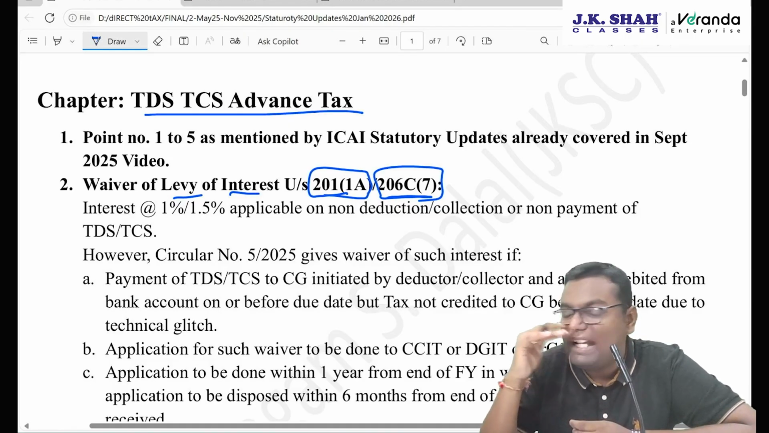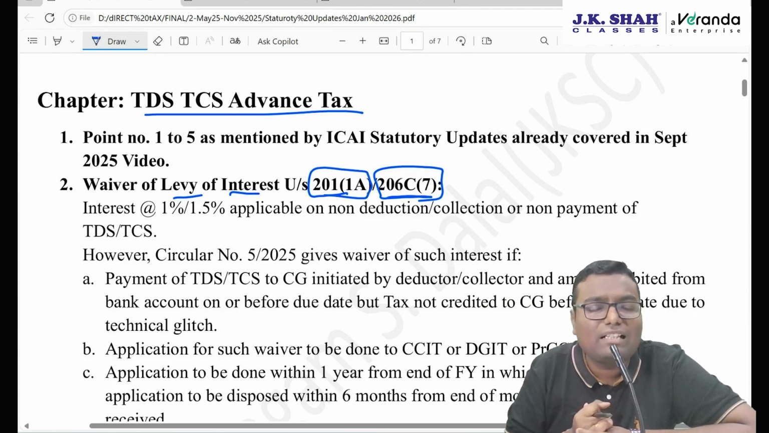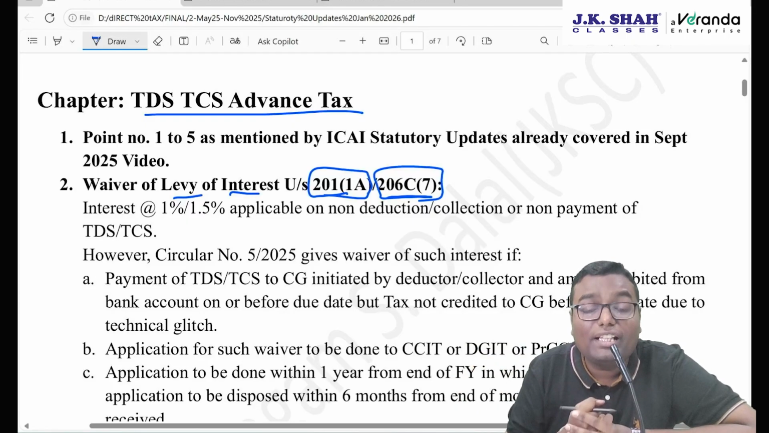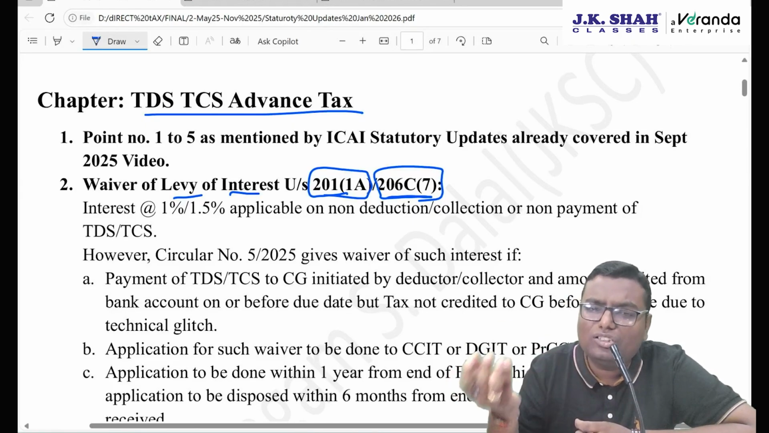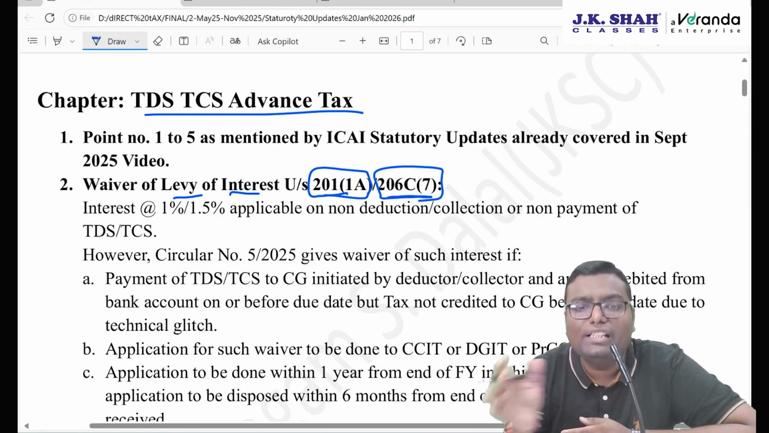He's supposed to make an application to the authority that these are the screenshots, these are the evidences that from my bank account money has been debited up to the due date. You have not received it. It's not my fault. Interest should not be there. The higher authority will verify your claim, and if your claim is genuine, they will waive your interest.